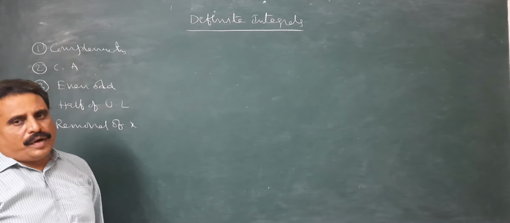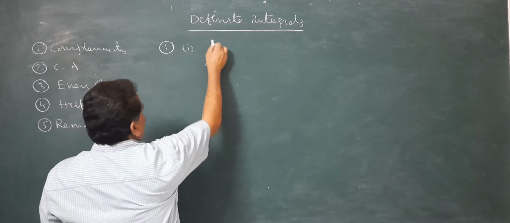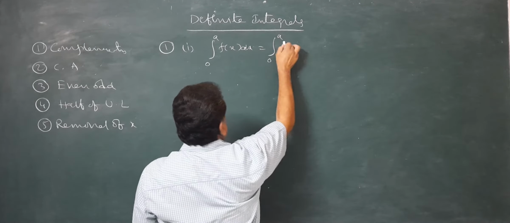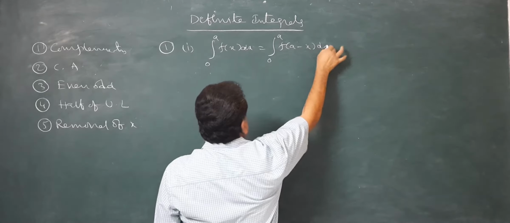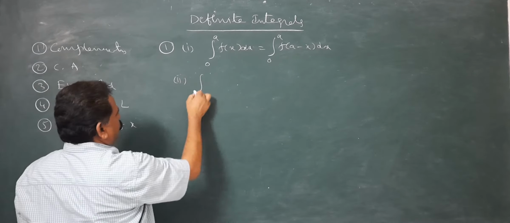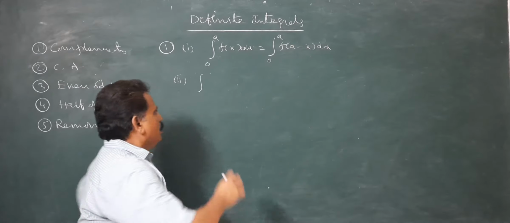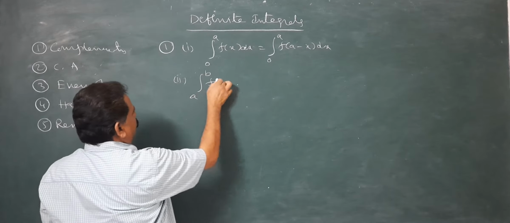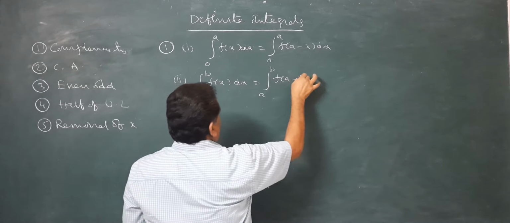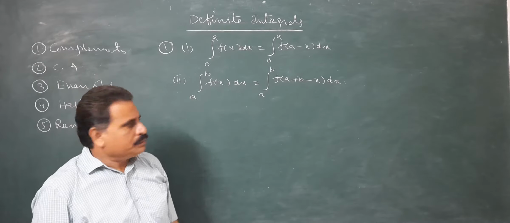First one, the complementary property. That is, the integral from 0 to a of f of x dx equals the integral from 0 to a of f of a minus x dx. Another one, generalized: if the limits are 0 to a, we can write a minus x. If the limits are a to b, the integral of f of x dx equals the integral from a to b of f of a plus b minus x dx. We can easily prove this.